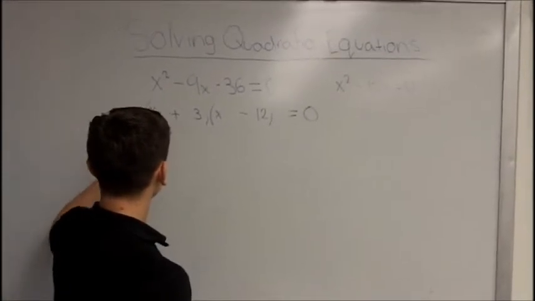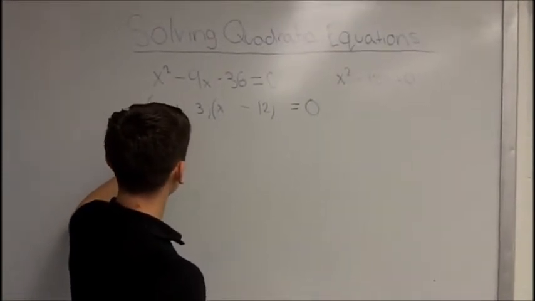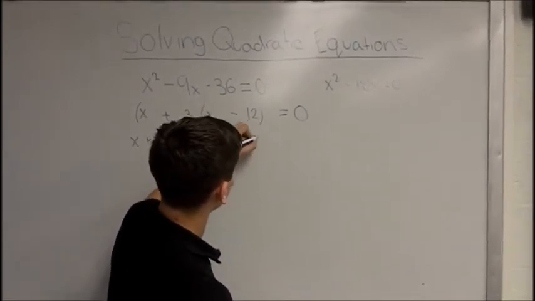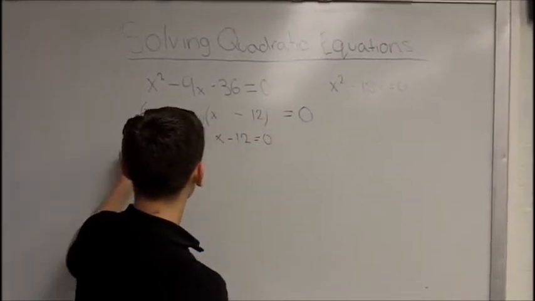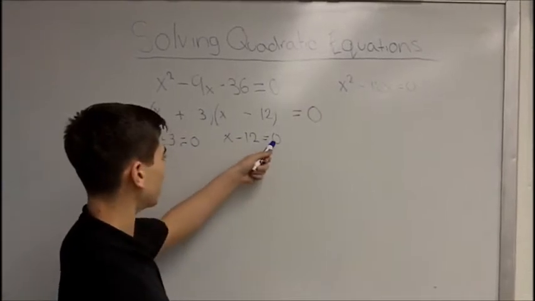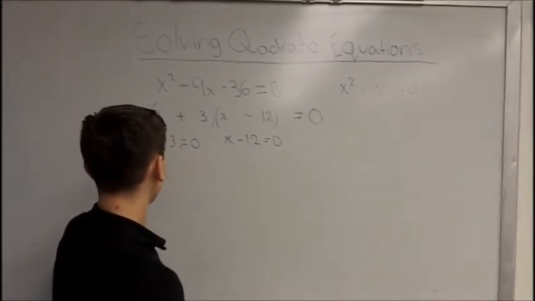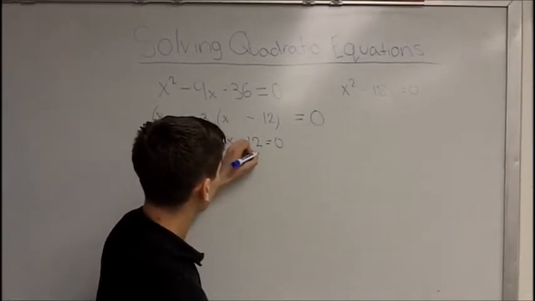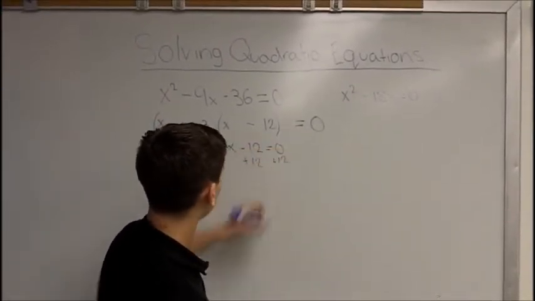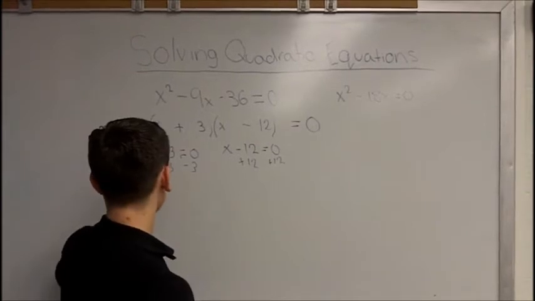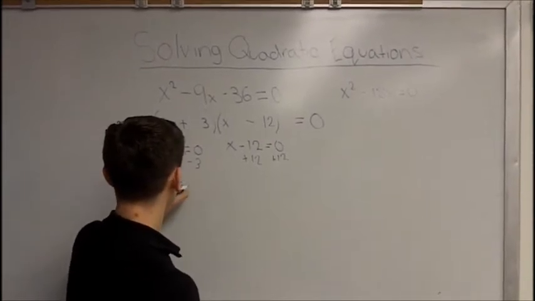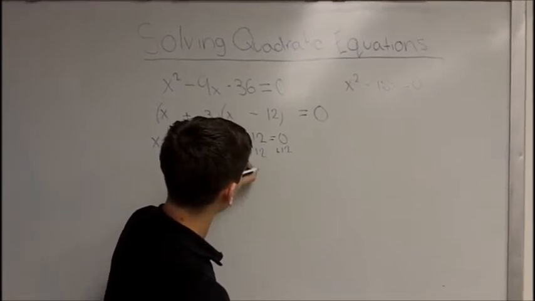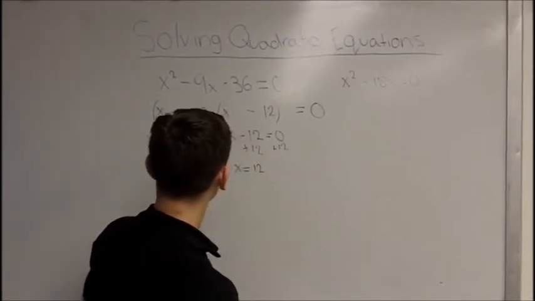Then down here, we know that x plus 3 is equal to 0, and x minus 12 is equal to 0. What we're going to have to do is move these to the other side. Therefore, our answer is x equals negative 3 and x equals 12.